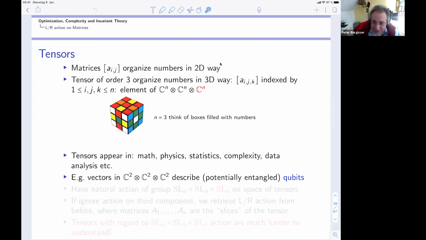Tensors appear almost everywhere. They are also very important in data analysis, so it's quite fashionable to work on tensors. They're important in quantum information theory, where they entangle qubits, and so on and so on. So what's the connection to before?